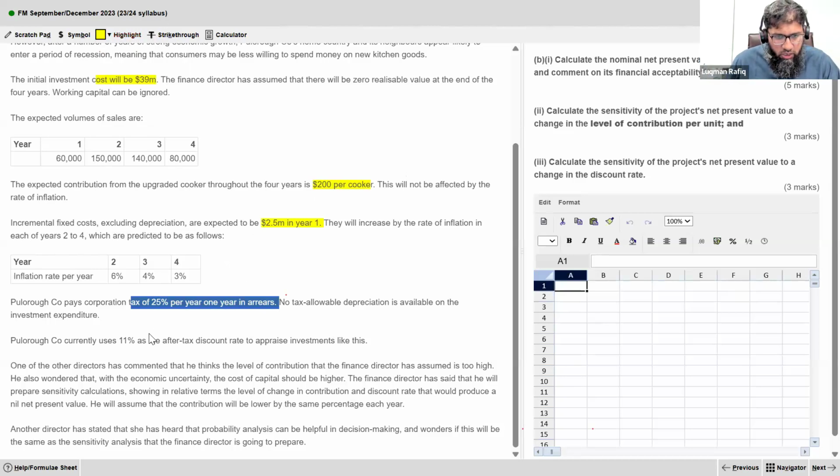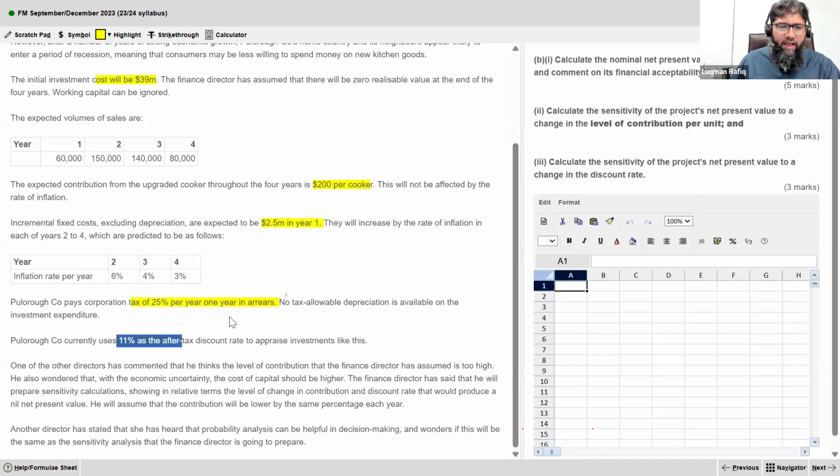Poloro's tax rate is 11%. One of the other directors commented he thinks the level of contribution the finance director assumed is too high. He also wondered about other things. Okay, we're going to talk about it a bit later. Let's just talk. It says calculate the nominal NPV of the investment project.